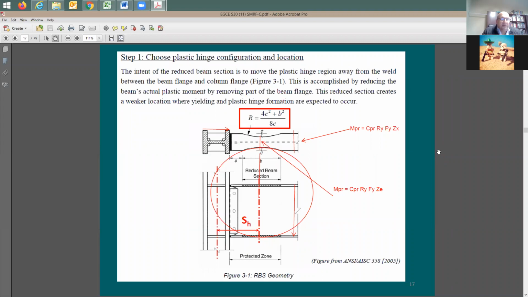You will have the center to center, center line to center line of the columns. And this can be the distance from the center of the column to the other column. You're going to have the beam size and the column size given to you. Now you need to come up with this A, B, and C.